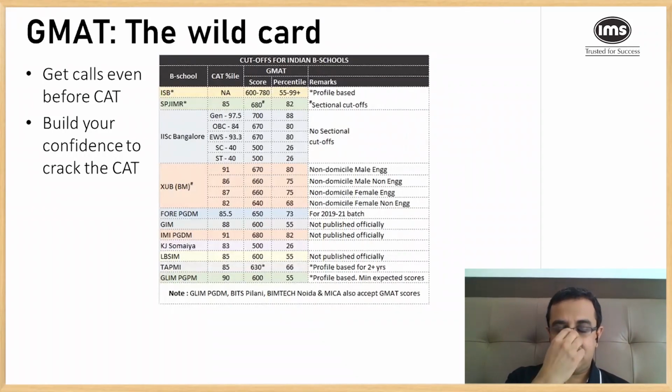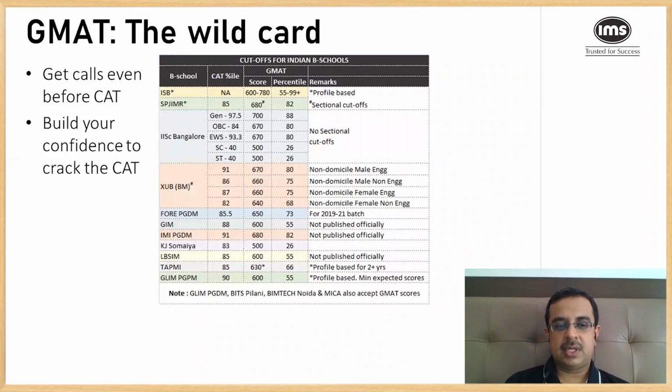To give an example, SPJ accepts the CAT, of course, but it also accepts the GMAT. You look at other colleges like FOR, for example, or Goa Institute of Management, KJ Somaya, TAPME, Great Lakes, Loyola, BITS Pilani, BIMTech, MICA, a lot of them accept the GMAT. And if you look at the percentile cutoffs for the GMAT, they typically tend to be significantly lesser than the corresponding CAT percentile that these institutes would take.